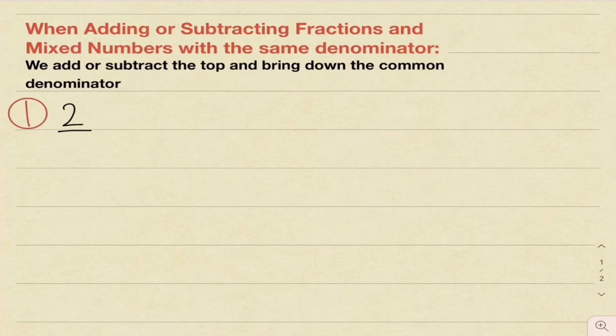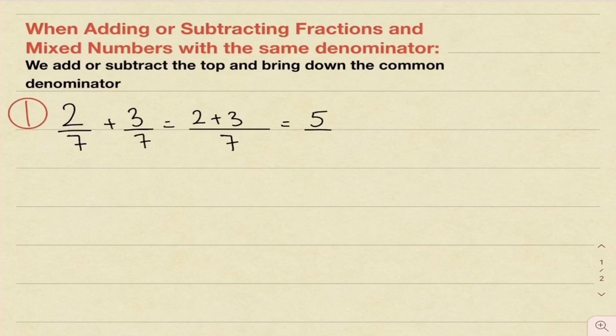I'm going to do the same example that I started in the beginning of the video, 2 over 7 plus 3 over 7. Now in this example, I have two fractions adding each other with the same denominator, right? So I have to keep that denominator, 7, and then add the top, 2 plus 3. So 2 plus 3 is 5 over 7. I cannot simplify that, so the answer is just 5 over 7.